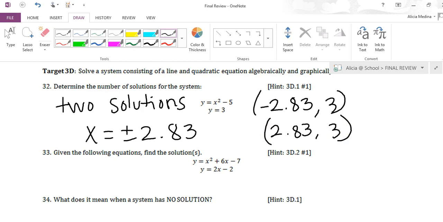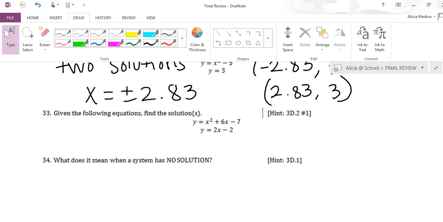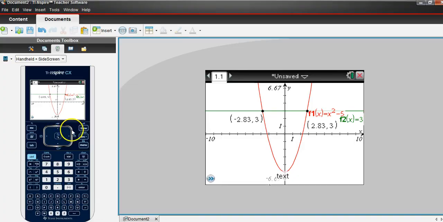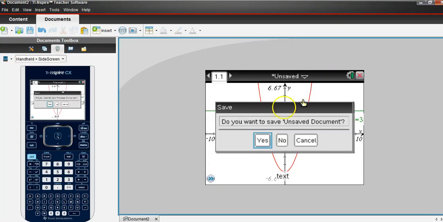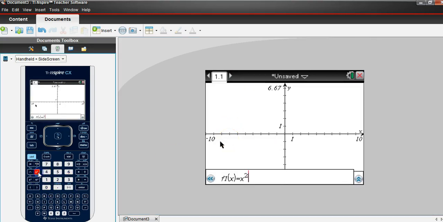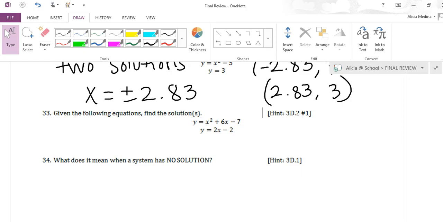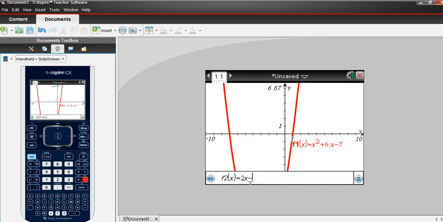Looking at number 33, again, you are more than welcome to set these equal, either factor it, use the quadratic formula, figure out those solutions, or you can just go ahead and go back to the graphing calculator. So the first one is going to be x squared plus 6x minus 7. So let me go back to my calculator here. I want to add a new graph. No, I don't want to save it. So the first one was x squared plus 6x minus 7. And then the second one, I don't remember what it was. So it's 2x minus 2.